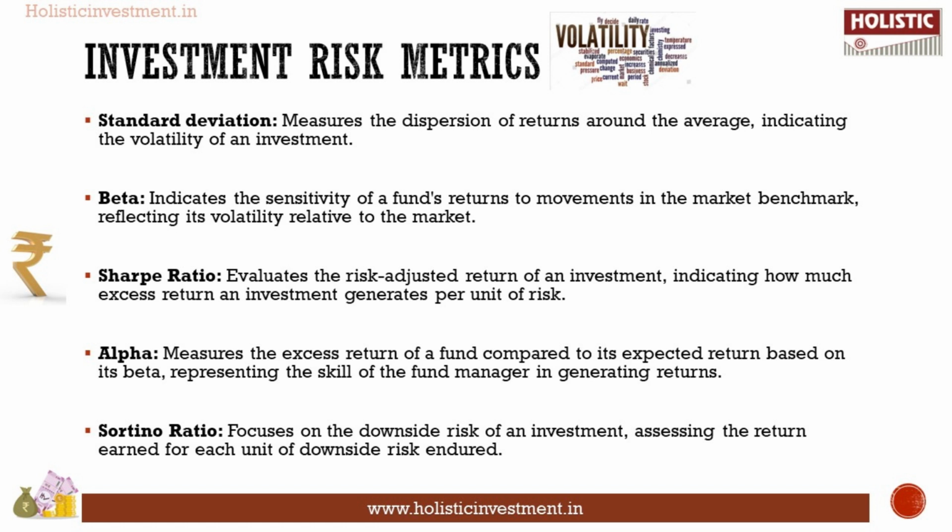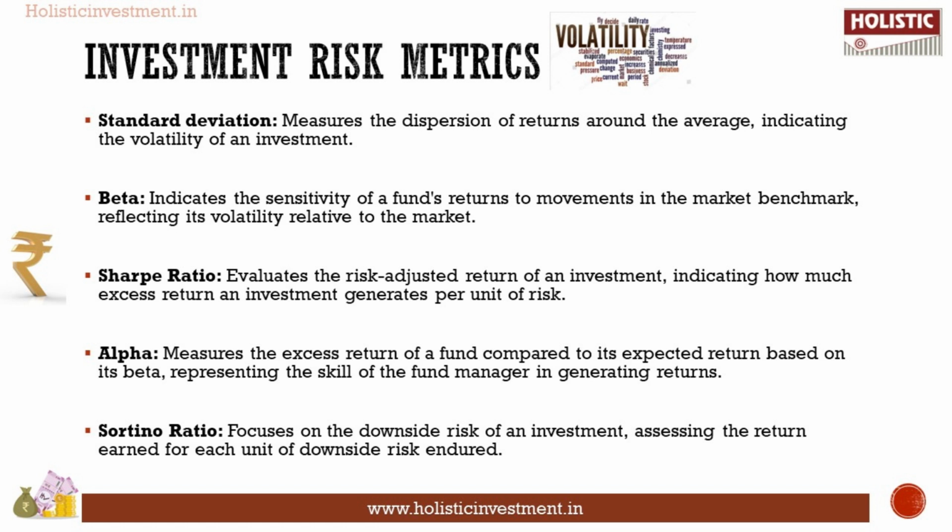Next, Sharpe ratio. It evaluates return relative to risk. Higher ratios signify better returns for the level of risk taken, indicating adept fund management. Next, Sortino ratio. It focuses on the downside volatility. A higher ratio indicates achieving excess returns with lower downside risk, aligning with the goal of high return with less risk.